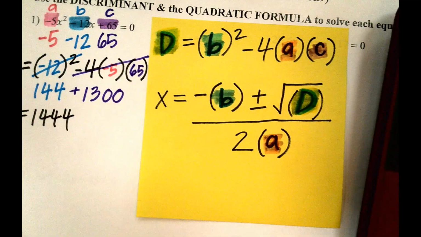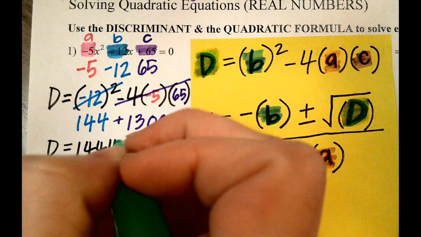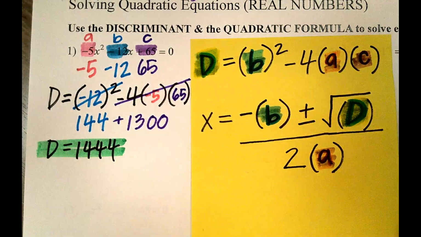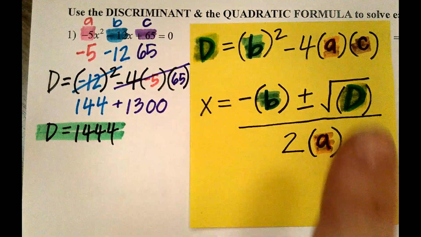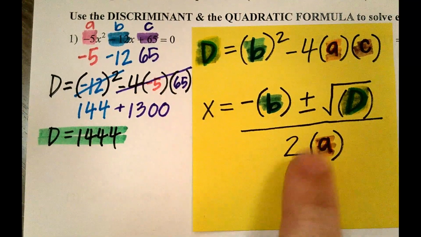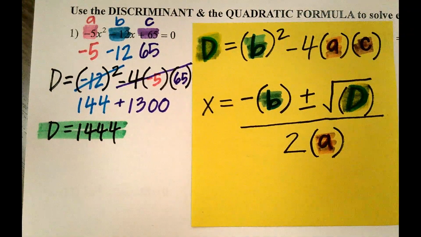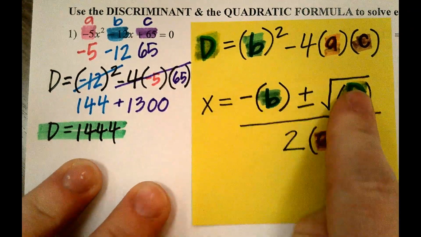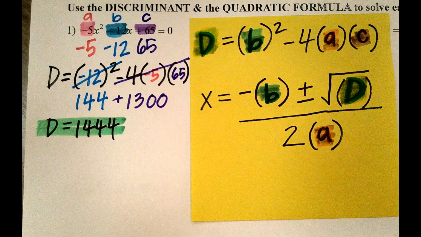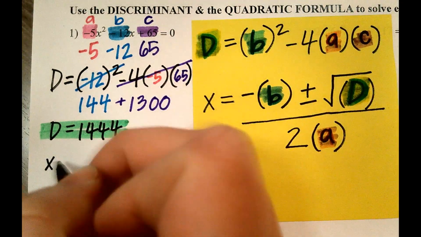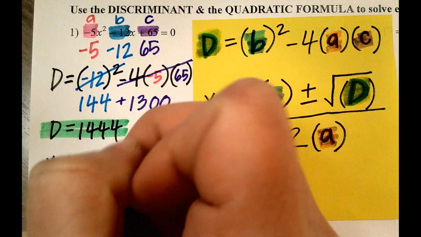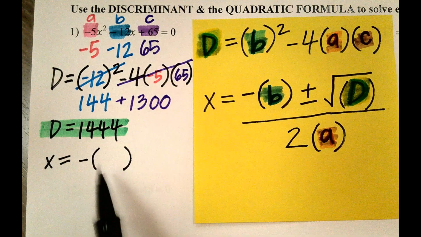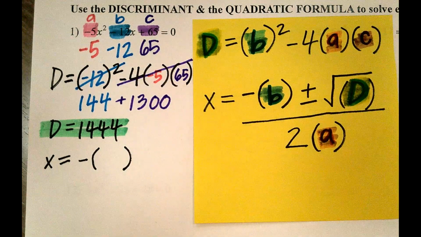So now I have my discriminant. What should I do next? Use the bottom formula. Yes, now we're going to use the bottom formula, the quadratic formula. So I'm going to now write this formula, but leave blanks to plug numbers into. X equals negative parenthesis. What goes in my first one? Plus the negative.